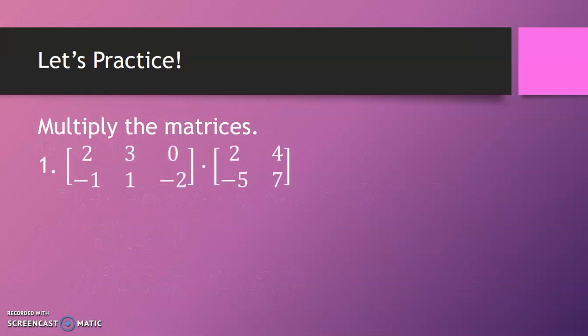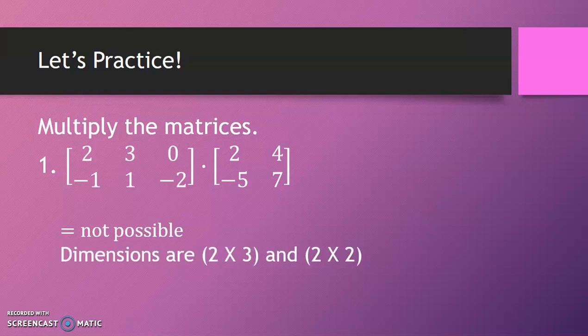For this next one, I have different matrices than what I have shown you. And the first thing that I would want to do is check the dimensions of the two matrices. So the first one is a 2 by 3 matrix, and the second one is a 2 by 2 matrix. This would not be possible to do because, again, if I look at those dimensions, 2 by 3 and 2 by 2, those inner numbers don't match. I have a 3 and I have a 2 from the second one, so I'm not able to multiply these.